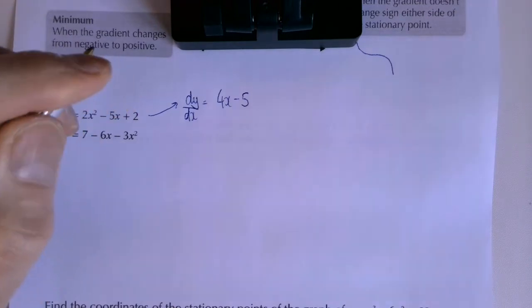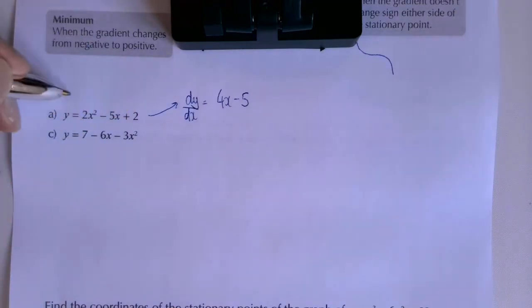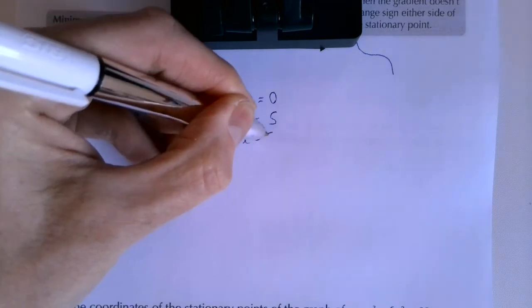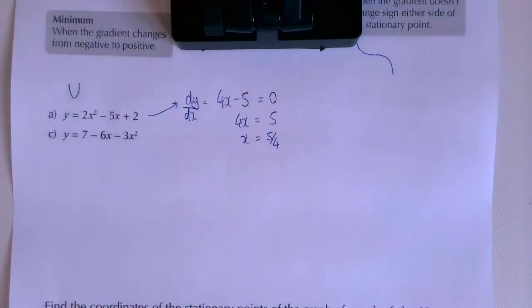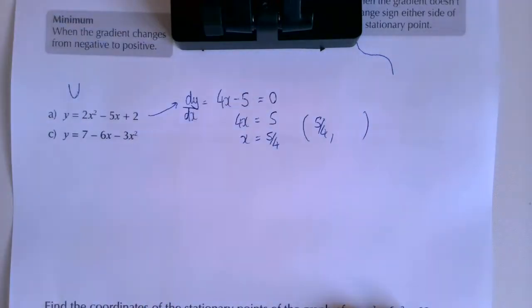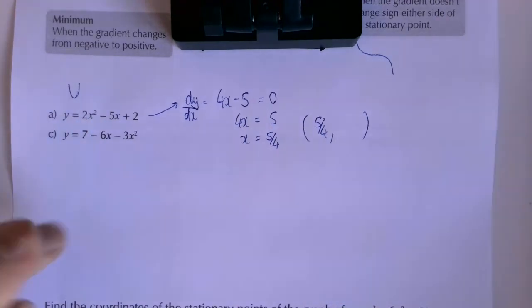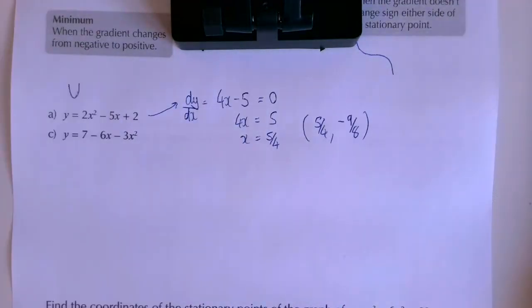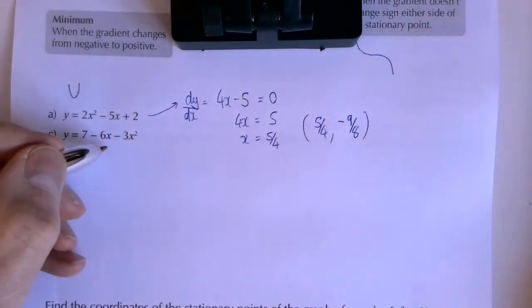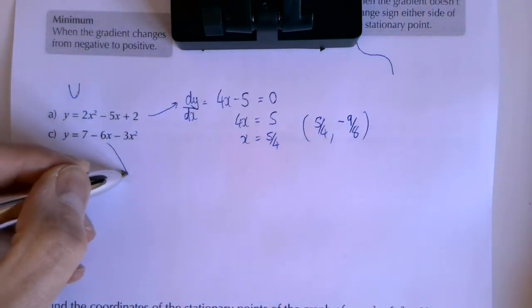I want to find the turning point. I know it's a happy one, so I know it's a minimum point. So I just ask, when does that equal 0? And if I want to know the coordinate, then I substitute that into my original function, and that gives me the value that I'm after. And magically that appears.